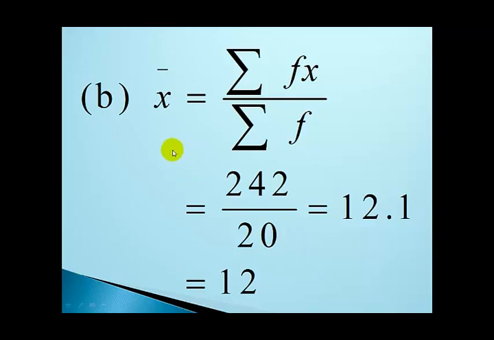Now b, the mean. The mean from the table is equal to summation fx divided by summation f. And summation fx we have 242 divided by summation f, which gives us 20. So 242 divided by 20 is equal to 12.1. Now from the question we are asked to correct to the nearest whole number. And so the whole number is the 12 before the decimal point. The number after the decimal point is 1. And because it's less than 5, we ignore it. And therefore, the answer is 12. So the mean from the table is equal to 12.